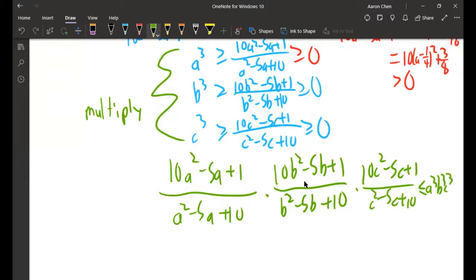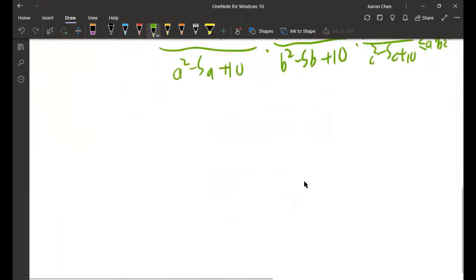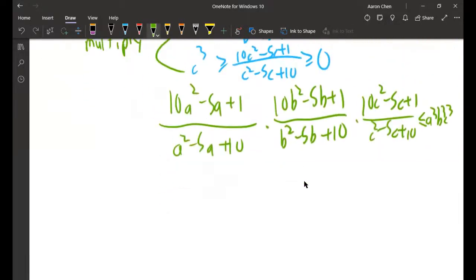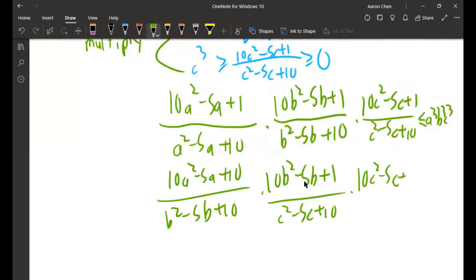And so if we rearrange this so that we can see it more in terms of this, what that gives us is simply 10a squared minus 5a plus 1 over b squared minus 5b plus 10 times 10b squared minus 5b plus 1 over c squared minus 5c plus 10 times 10c squared minus 5c plus 1 over a squared minus 5a plus 10. And this is at most ABC cubed.